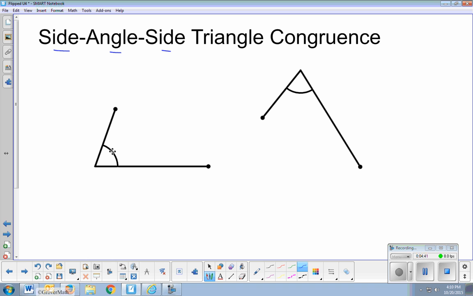They're the three angle pairs and the three side pairs. But I only need really three pairs. And from that, we could say, well, because of this, that means the rest of the pairs have to be congruent also.